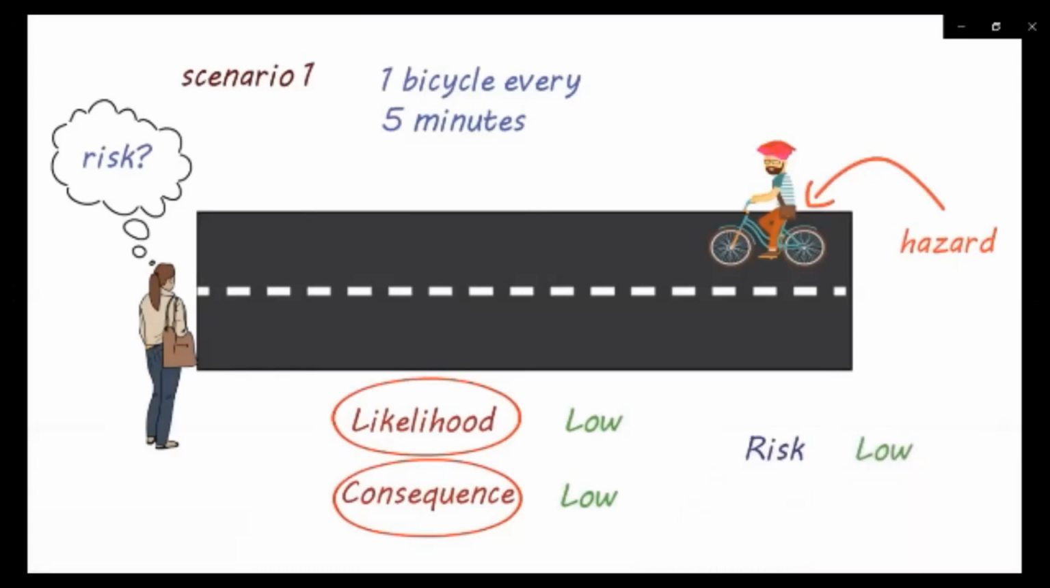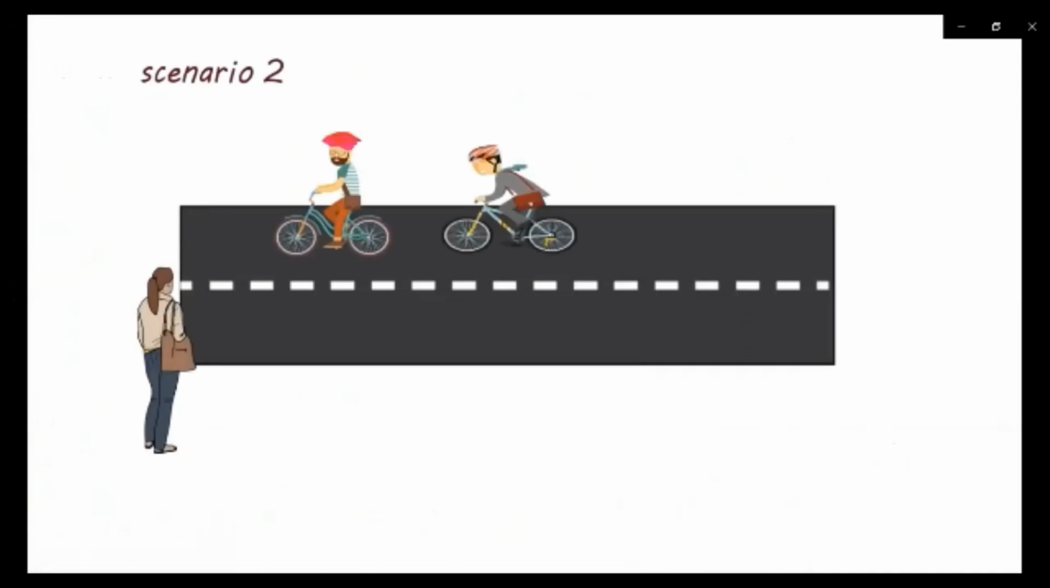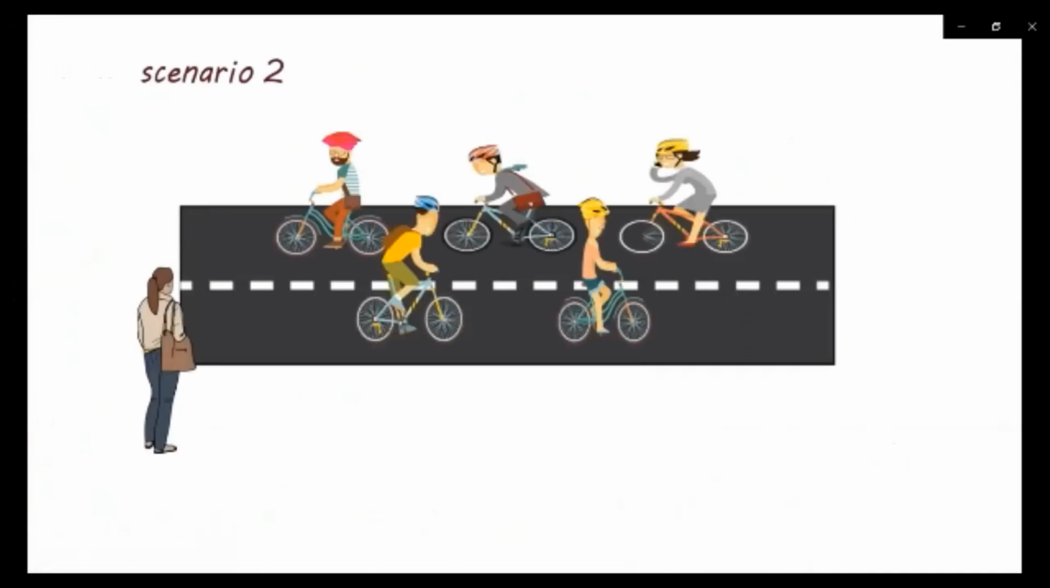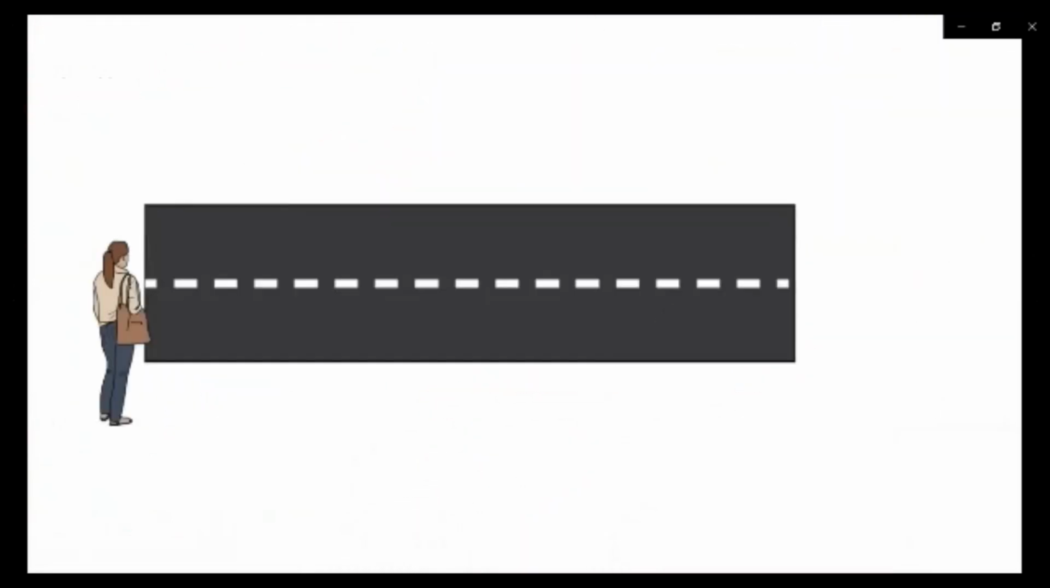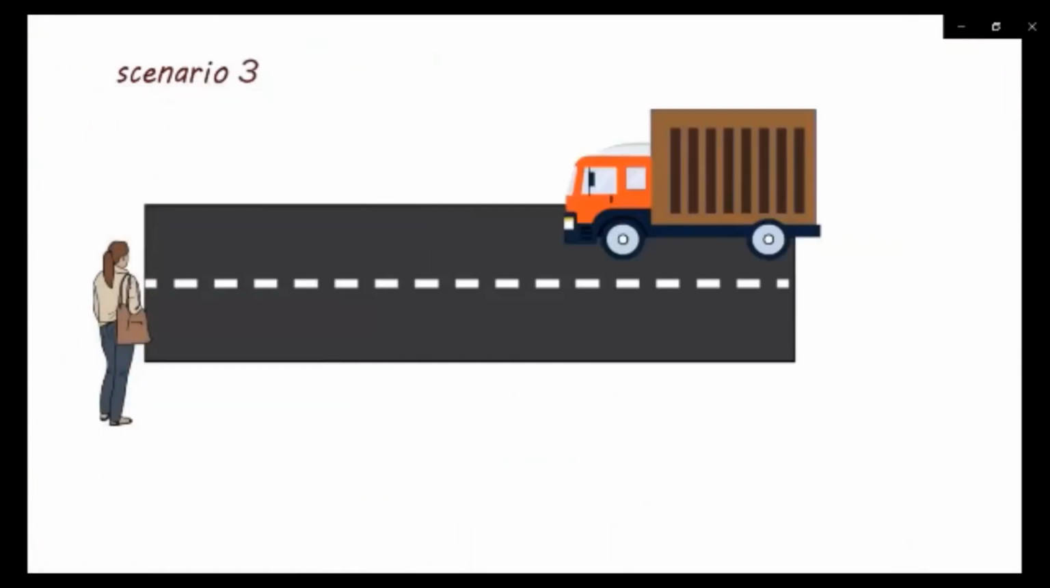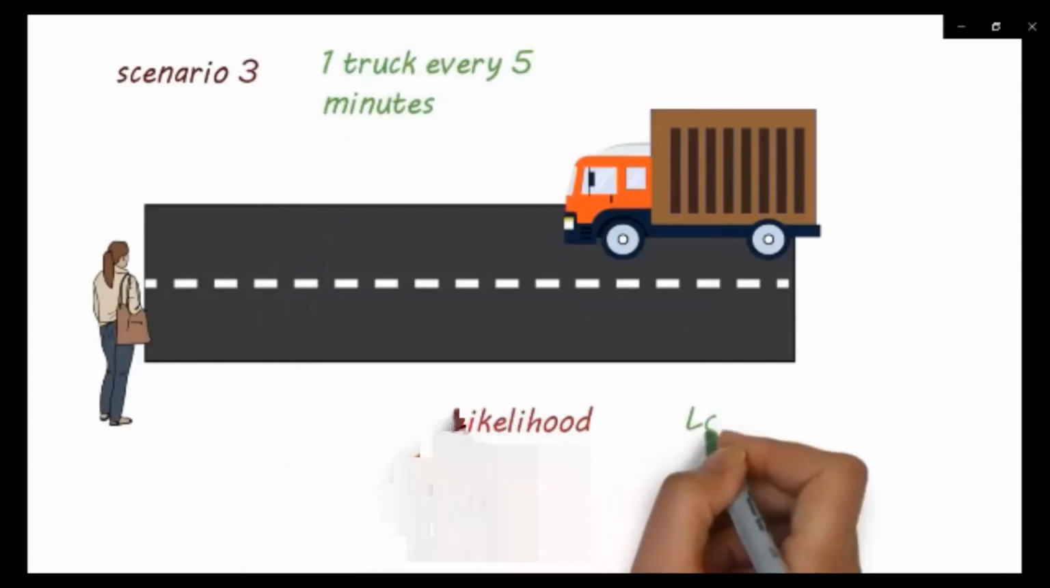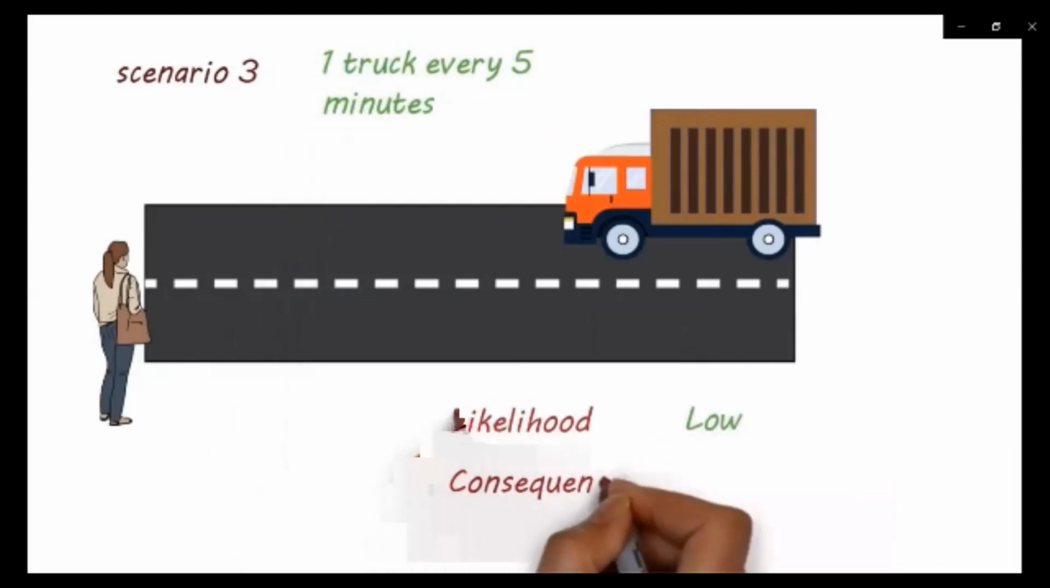Now obviously, if there are bicycles traveling more frequently, the likelihood of a crash would be higher, but the consequence, if a bicycle did crash into you, would still be low. But what if things were different? Let's change that bicycle to a truck. Now with a truck passing every 5 minutes, the likelihood of a crash would still be low. However, the consequence is far more severe.